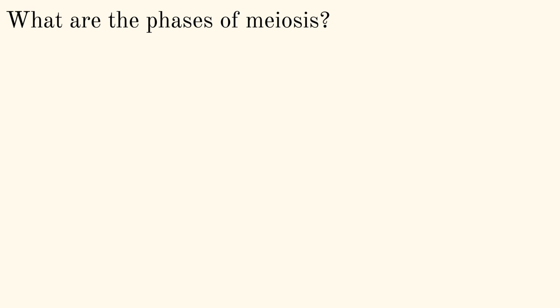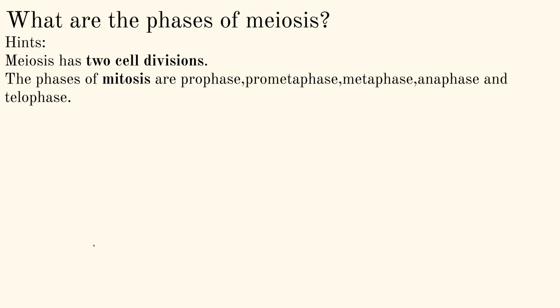What are the phases of meiosis? I'll give you a little bit of time. If you need more, please pause. Okay, before I go to the answer, I'll demonstrate 2 hints. Meiosis has 2 cell divisions, and the phases of mitosis, just a reminder, not meiosis, are prophase, prometaphase, metaphase, anaphase, and telophase. Okay, I'll give a little bit of time. If you need more, please pause again.